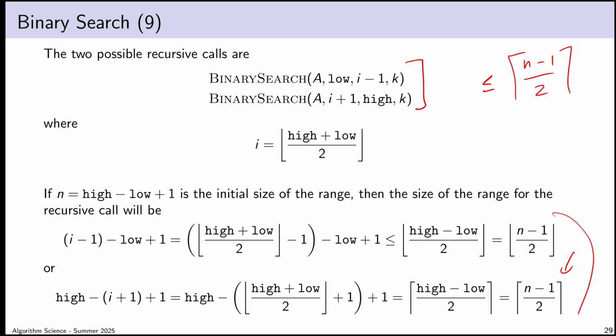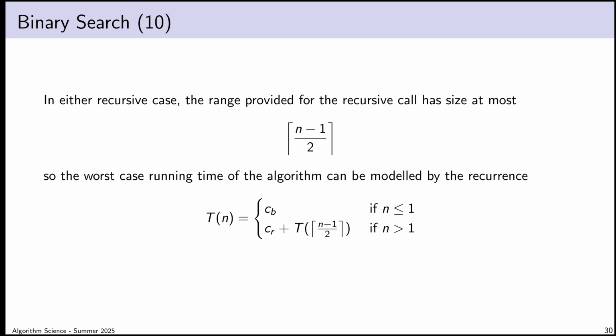Okay, so one observation that will make our lives so much easier later in the course is that the ceiling of n minus 1 over 2 has to be less than n over 2. And therefore, if I could just use n over 2 and get rid of the ceiling, everything gets so much easier. I don't know that yet, so I'm just going to keep going with the ceiling. So what we've observed is the range in my recursive call is at most this thing. All right, so in either recursive case, the range provided for the recursive call has size at most this.